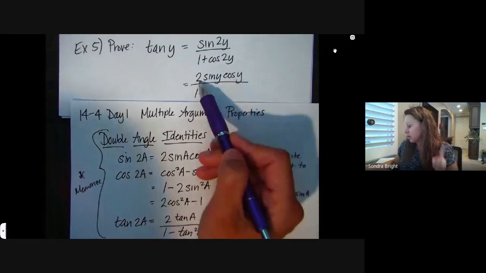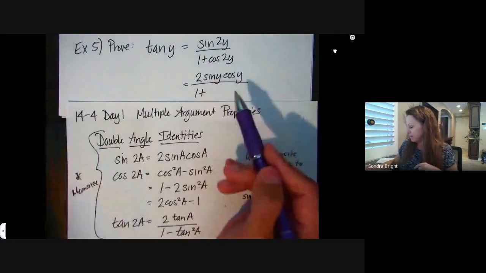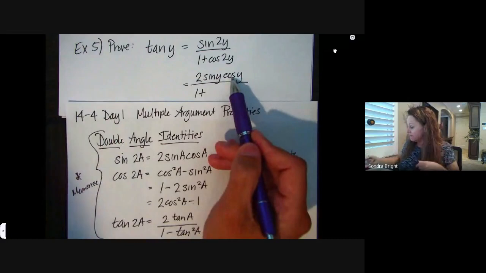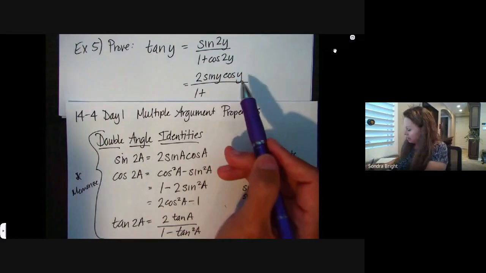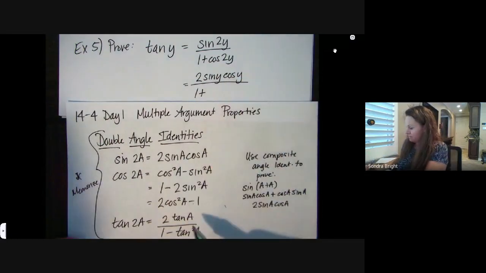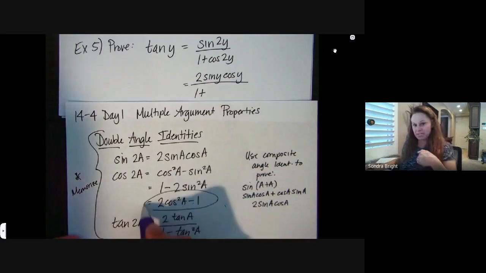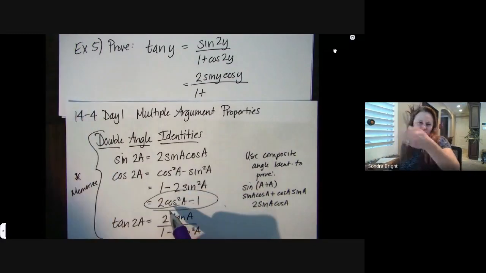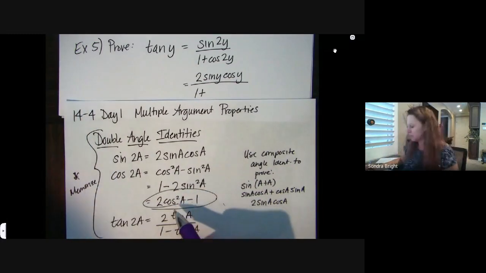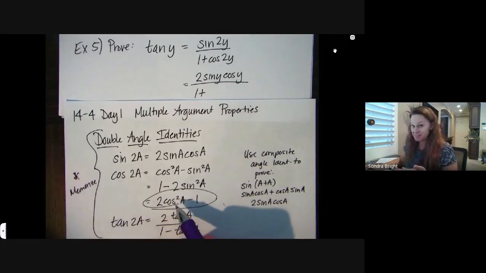But I do know this. I know I need to get rid of the cosine that's up top. So if I use this one, I will have a cosine in the bottom that, fingers crossed, it'll cancel with. Okay, so that's my goal.